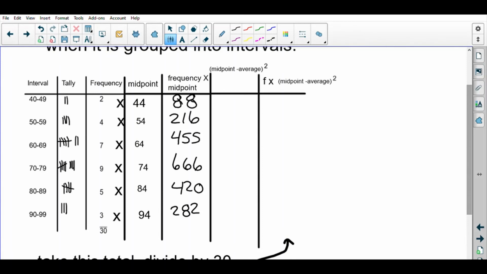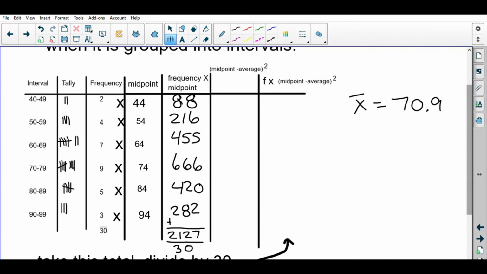All right, next we're going to take each midpoint times its frequency, and we're going to subtract it from our average. To find the average, I add up all these values, and I get 2,127, which I have to divide by the number of exams I had. So divide by 30. My average is 70.9.